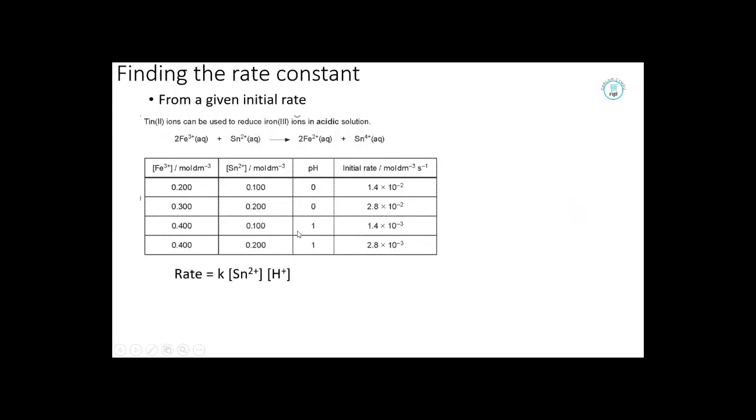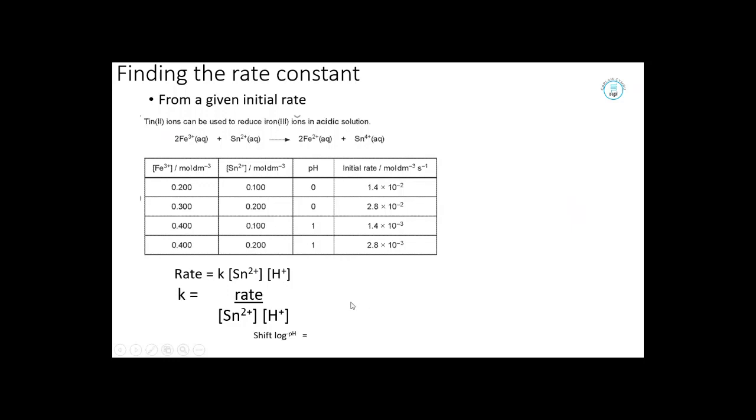All you do is first of all write your rate equation, so you'd need to know what the rate equation was. In this case, this is from our previous question, by the way, we've got the tin and H plus ions as being first order. Then we rearrange our expression to find k. All I've done is rearrange it. I've moved these across. Here we're multiplying, so on this side we're going to divide.